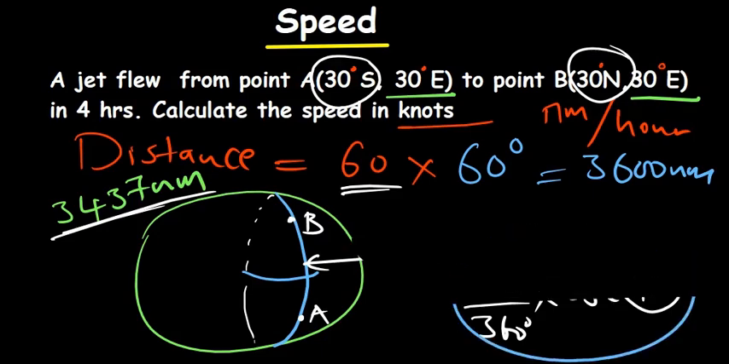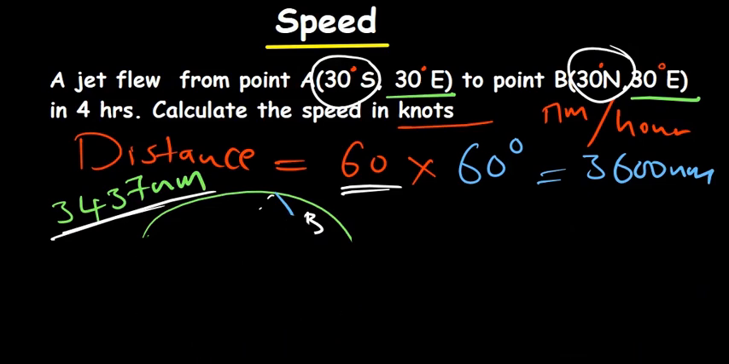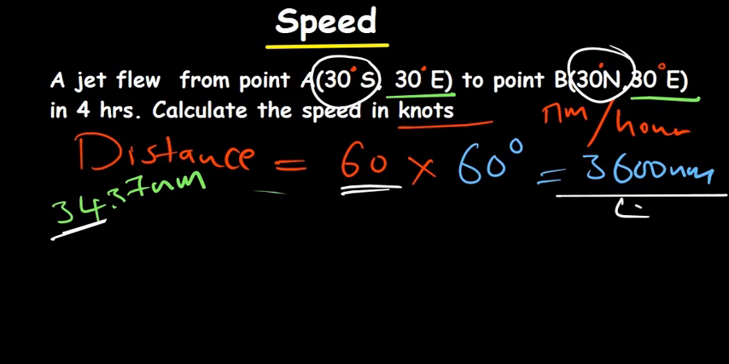Now when you get the distance, you should just divide by the hours, which were 4 hours. If you divide 3,600 by 4, you get 900. So 900 knots was the speed.